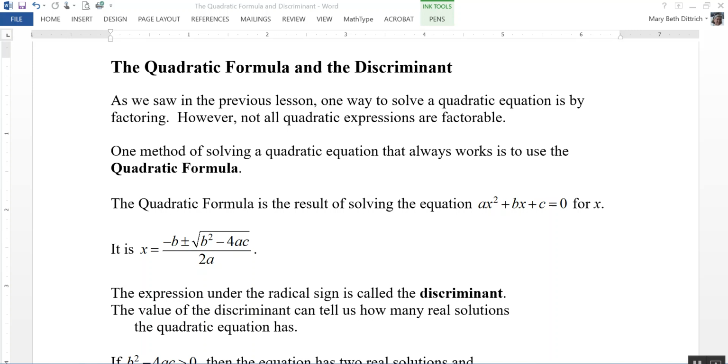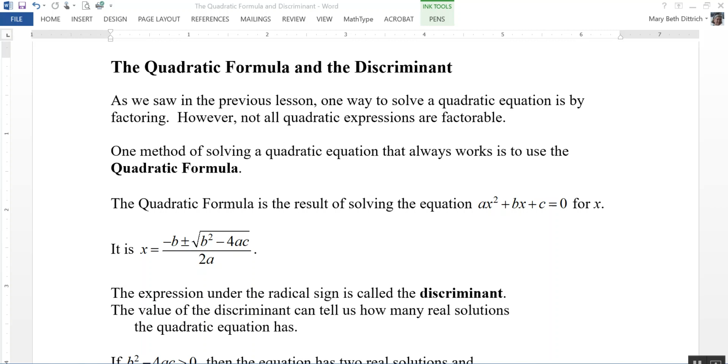This video is on the quadratic formula and the discriminant. As we saw in the previous lesson, one way to solve a quadratic equation is by factoring. However, not all quadratic expressions are factorable. One method of solving a quadratic equation that always works is to use the quadratic formula.